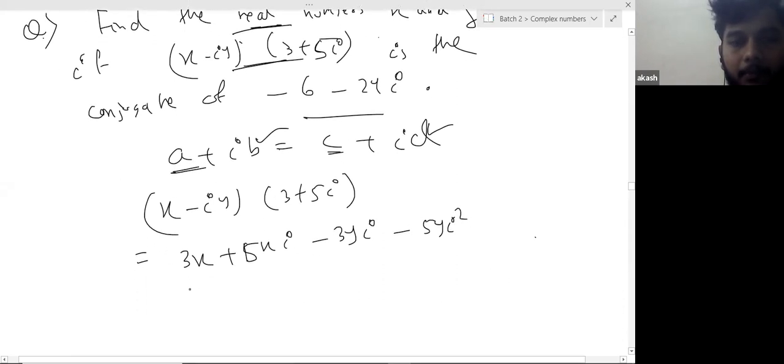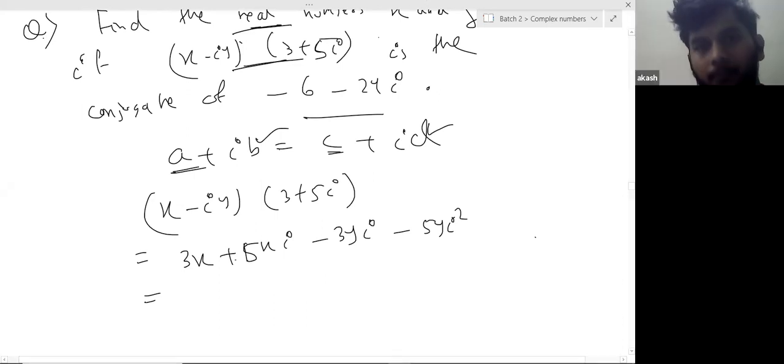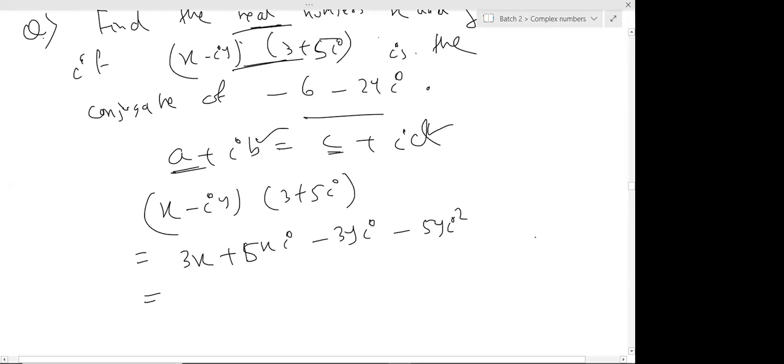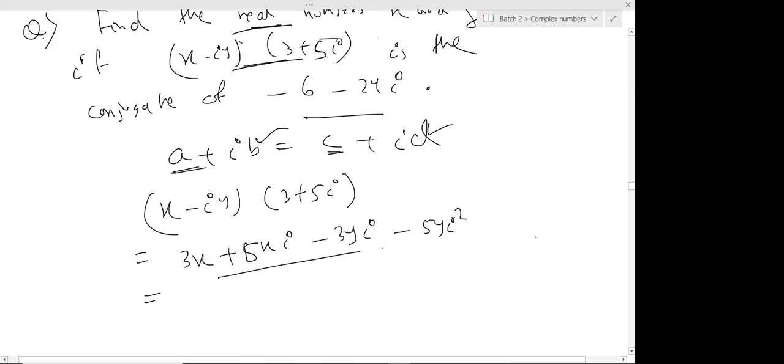Sir, can we directly take 5i to the other side? Yes, yes, you can do that also, no issues there. Division of complex numbers can be done that way, but try this way, all right? Okay. Try this way.